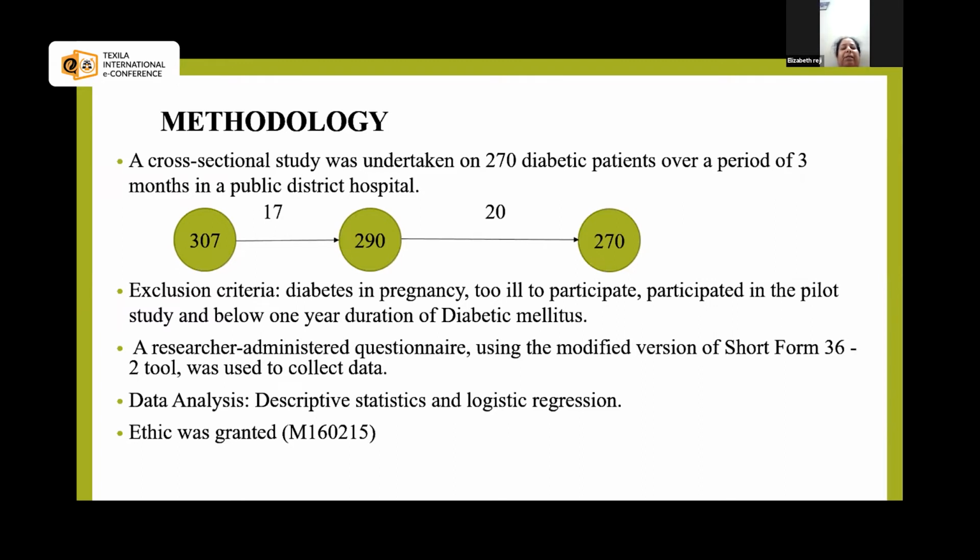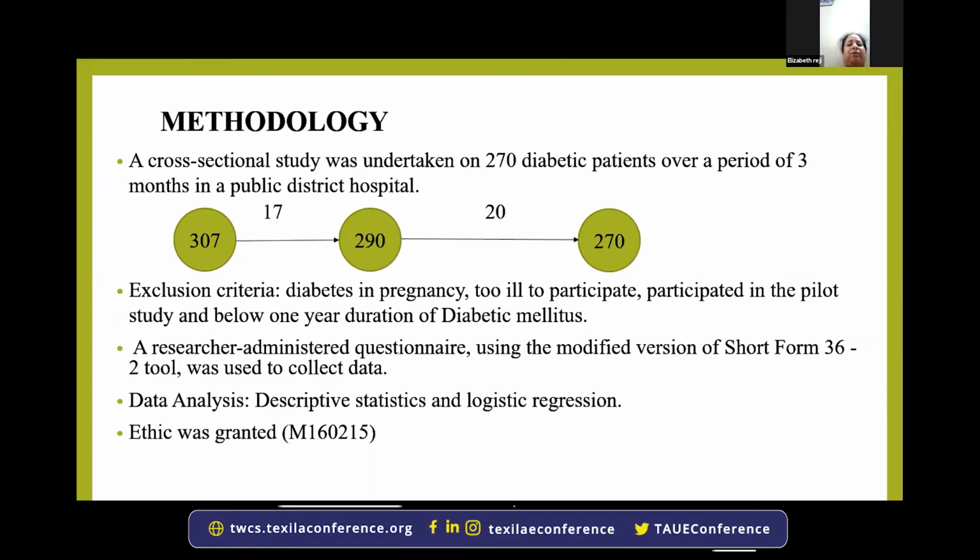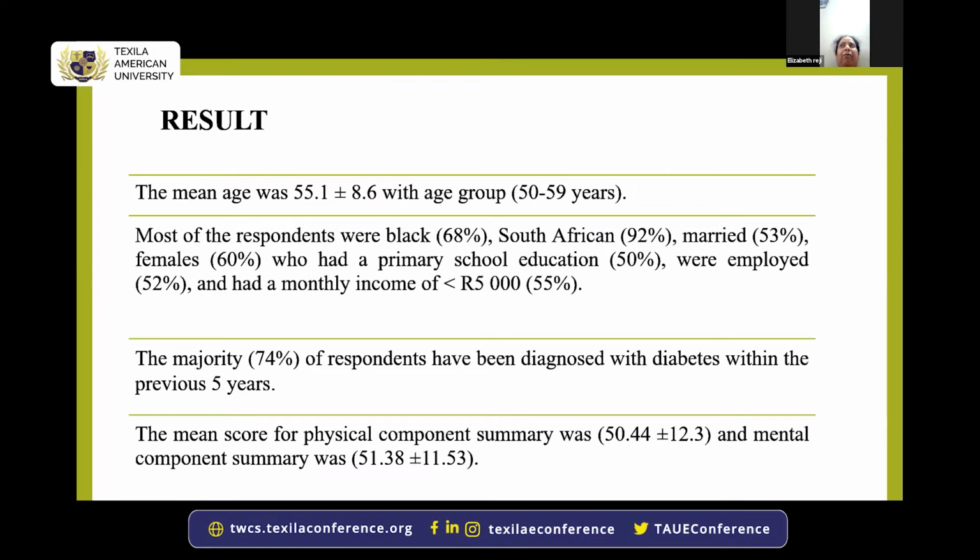A researcher-administered questionnaire using a modified version of the Short Form 36 tool was used to collect the data. Data was analyzed using descriptive statistics and logistic regression. Ethical clearance was granted by the University of the Witwatersrand, and I've put the number there. Next slide, please.